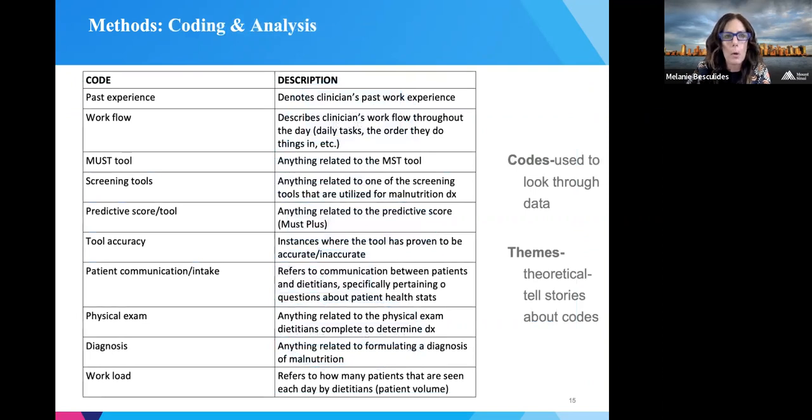So just to give you an example, this is a page from the final code book. On the left, we have a code, and on the right, we have a description of what would go into that code. So imagine us going through the text and coding something as, for example, workflow. We would code anything that talks about workflow throughout the day, daily tasks, the orders that they do, the order that they do things in. That would all get highlighted in the text and be called workflow. The codes, in qualitative research, are a way to look through the data, whereas the themes emerge from these codes. And themes are really theoretical concepts that tell us a story about the data that we're seeing.